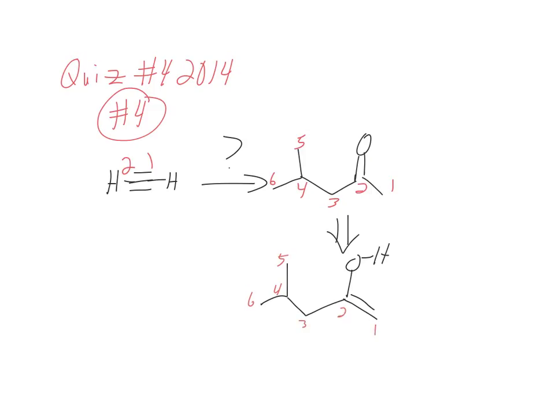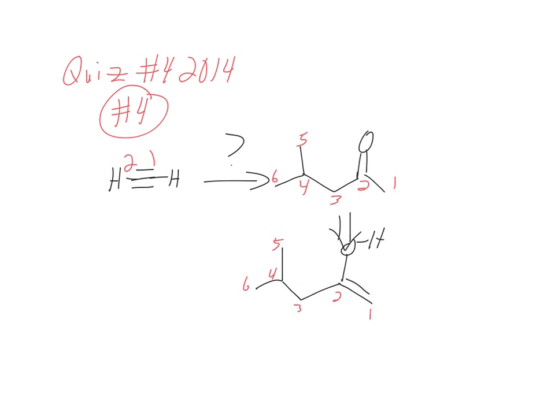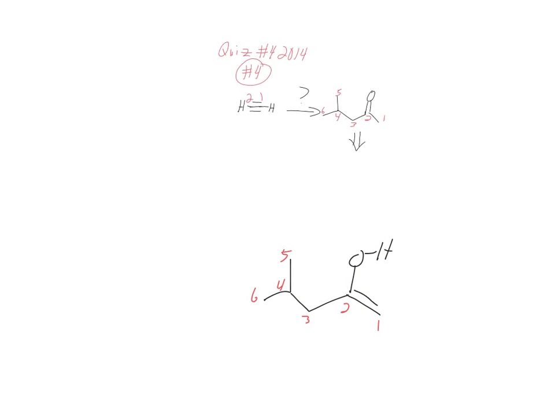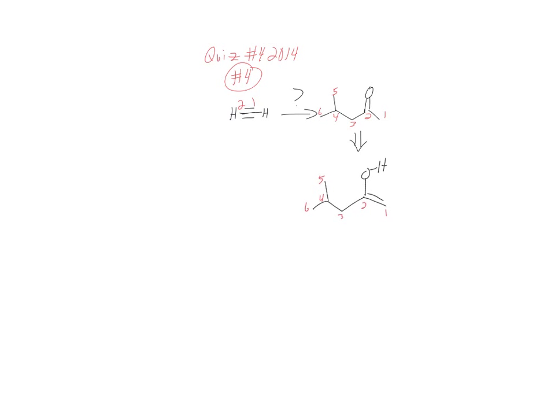Now, what did the enol come from? What's the starting material that makes enols? Alkynes, very good. And where will this alkyne be? Between which two carbons? 1 and 2. Okay.